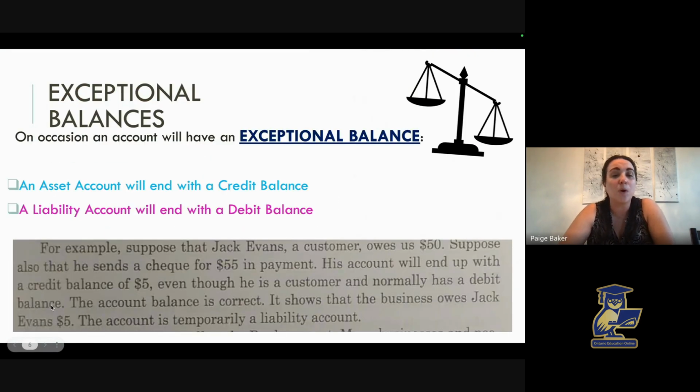So for example, suppose that Jack Evans, a customer, owes us $50. Suppose also that he sends a check for $55 in payment. His account will end up with a credit balance of $5, even though he is a customer and normally has a debit balance. The account balance is correct. It just shows that the business owes Jack Evans $5. This liability will be temporary. We need to make sure that is fixed after a short period of time.